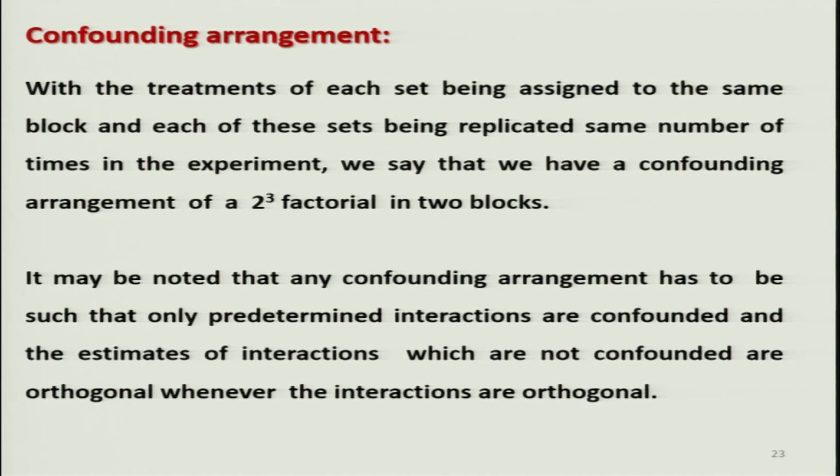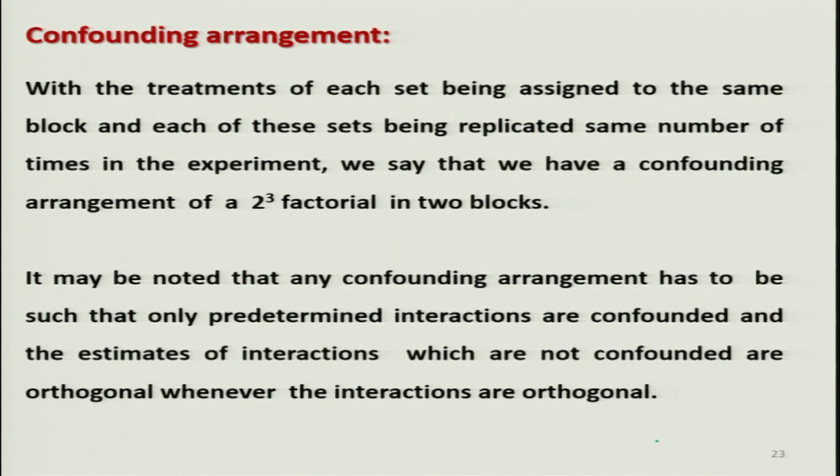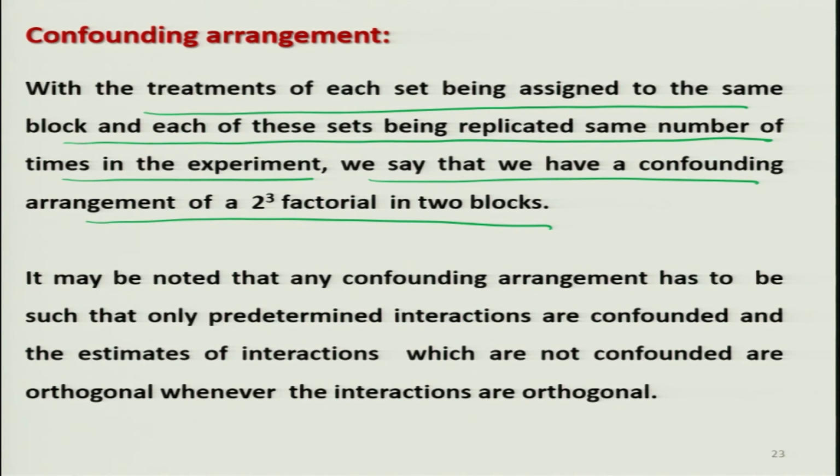And when we are trying to replicate these blocks, for example, you have here 2 blocks, block number 1 and block number 2, and you repeat them say r times, right. So, with the treatments of each set being assigned to the same block and each of these sets being replicated the same number of times in the experiment, we say that we have a confounding arrangement of 2 cube factorials in 2 blocks. Definitely you are going to use the basic principle of replication. We have not considered it when we took the example of 2 square factorial experiment with irrigation and nitrogen, because we wanted to understand what is happening. But now you have understood what is really happening in the factorial experiment and how you are going to conduct this confounding. So, now definitely you have to use the principles of randomization, replication and local control if you want to have a good design, right.